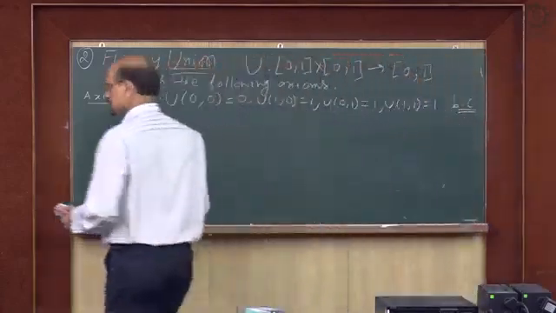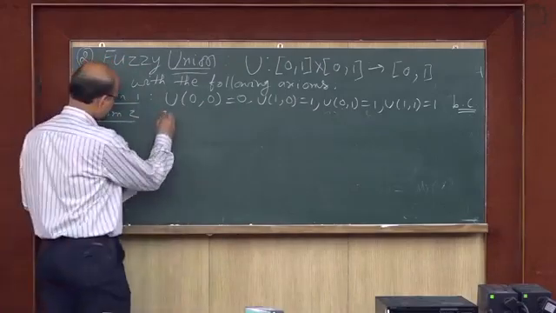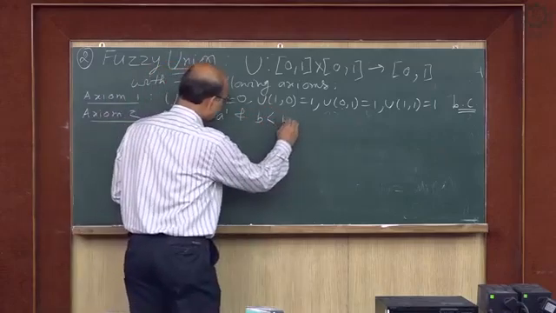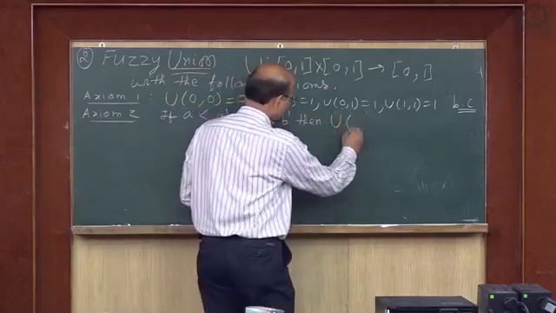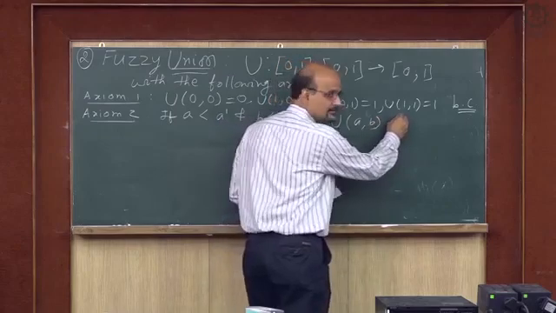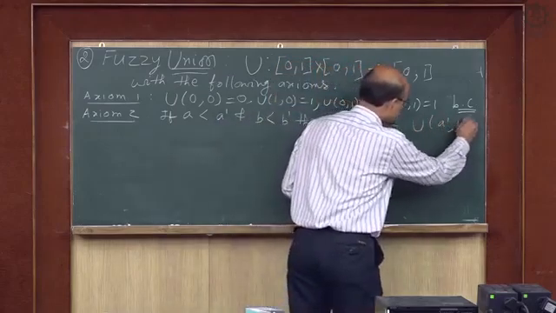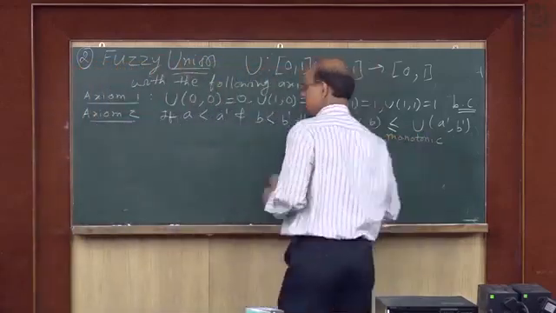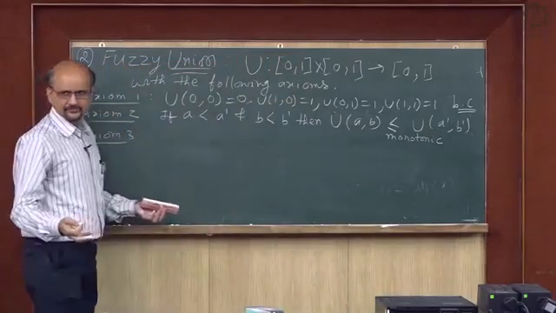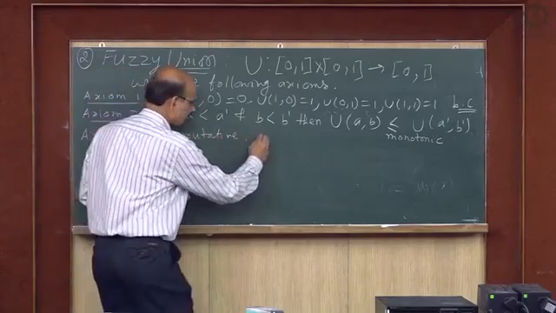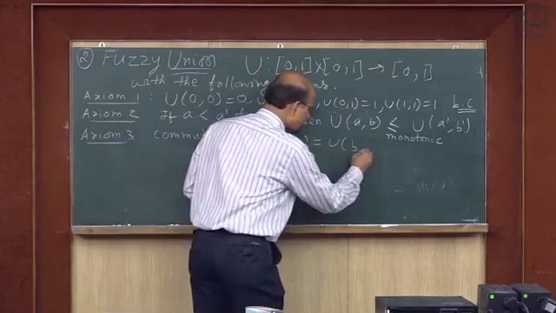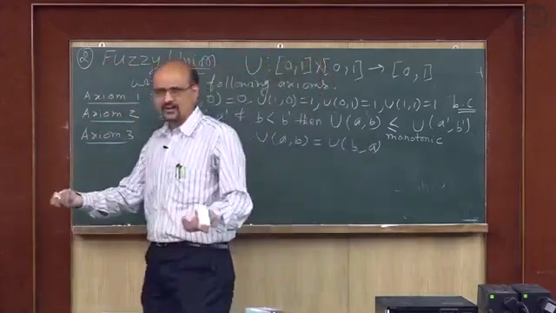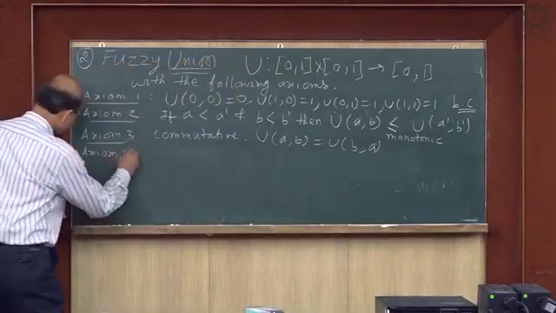Axiom 2: if I have membership functions A less than A dash and B less than B dash, then the union u of A,B should be less than or equal to u of A dash, B dash. This is again monotonic. We have the third axiom, commutative, which means I can have u of A,B equal to u of B,A, because the maximum of A,B is the maximum of B,A. Same thing. The fourth one is the standard associativity. Axiom 4, associative.